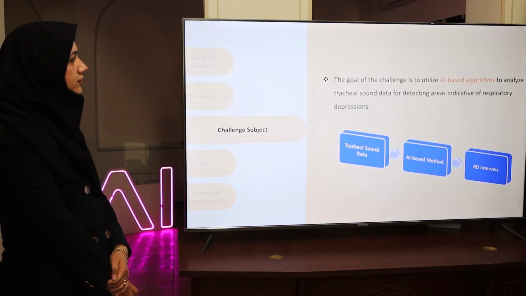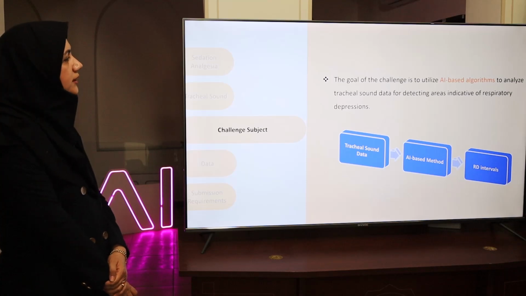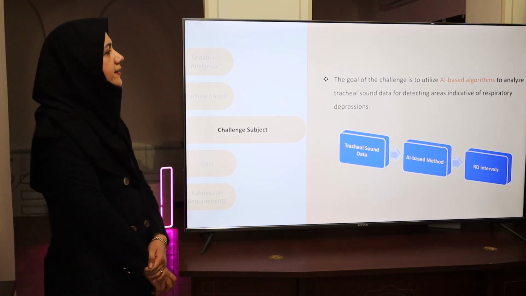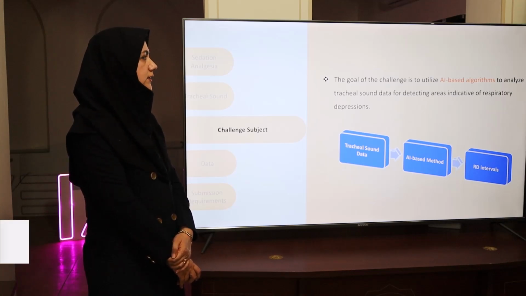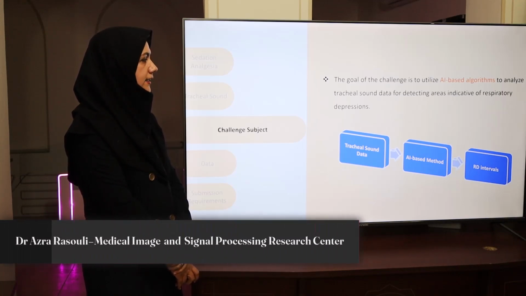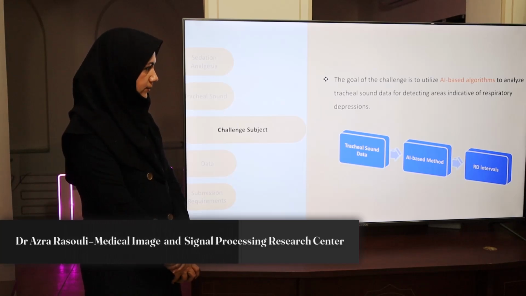The subject of this challenge, therefore, would be to utilize AI-based algorithms to analyze tracheal sound data for detecting areas indicative of respiratory depressions.